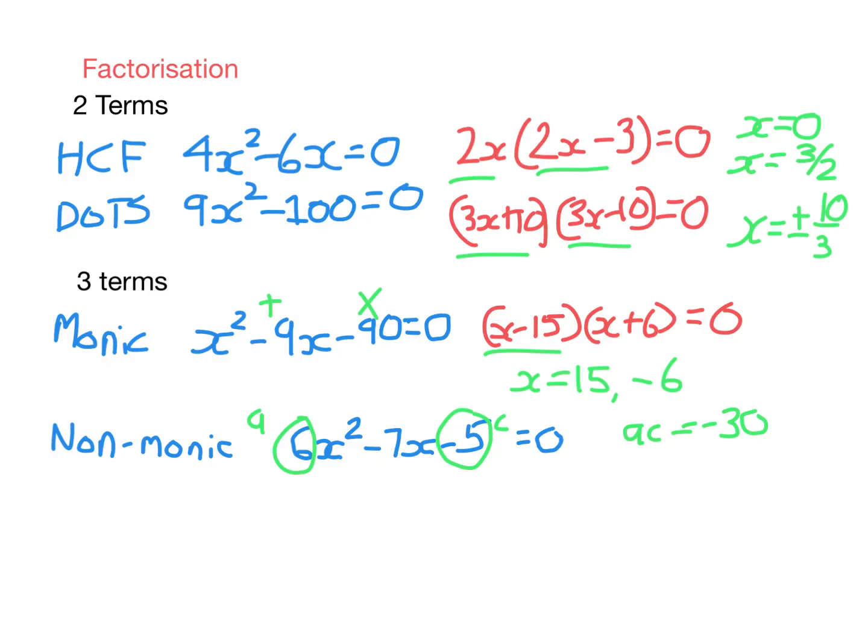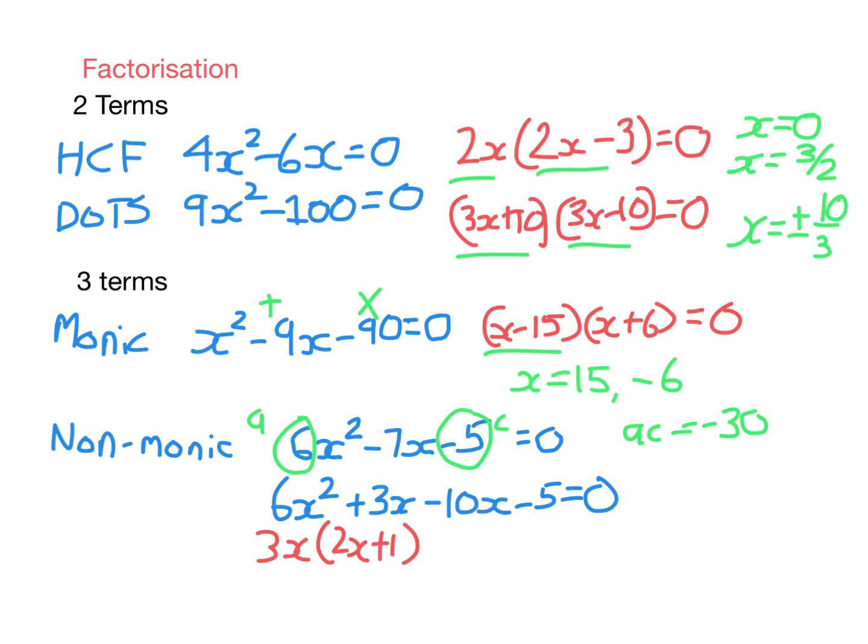So for the AC method, with those two numbers, I split up the middle term. It doesn't matter which way around. I'm going to use 3 and minus 10 because they were the two numbers that multiplied to negative 30 and added to negative 7. But it wouldn't matter if I switched these two around. So now what you do is factorize the first two using highest common factor. The highest common factor there is 3x. And then I factorize the second two using the highest common factor.